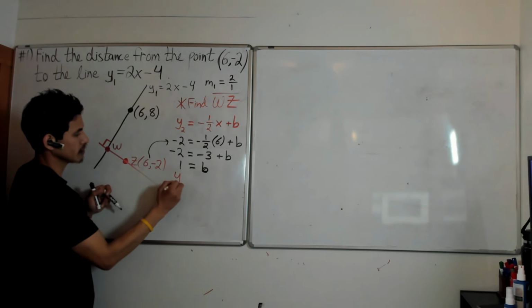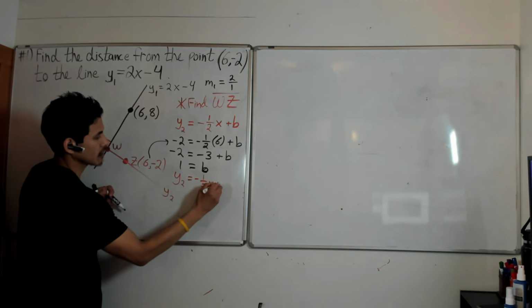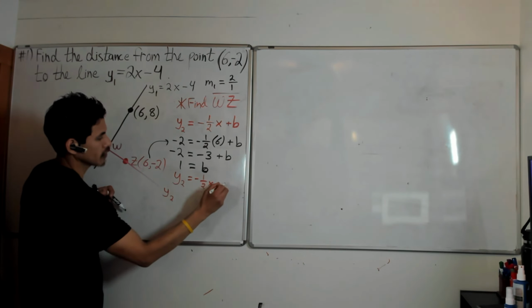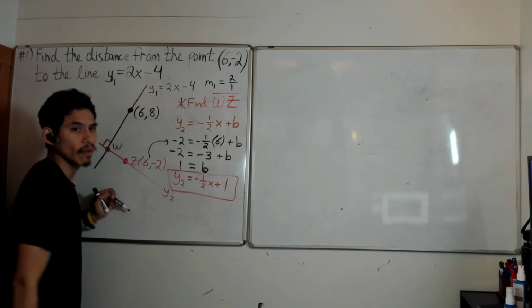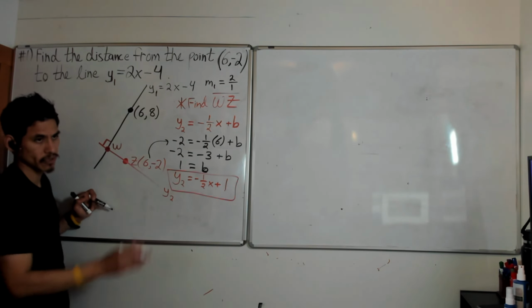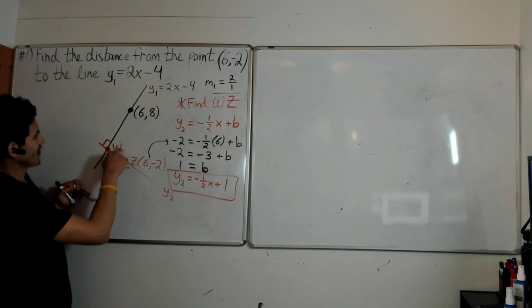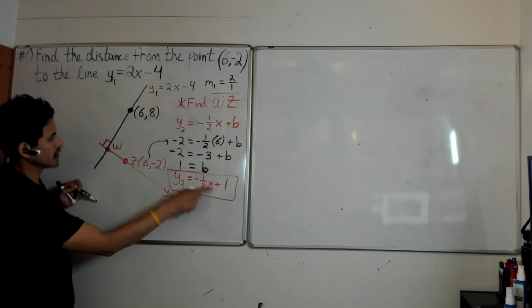If b is 1, then y2 will be equal to negative 1/2 x plus 1. So that's the equation of y2. Don't worry, there's still a lot more to go. So we know that the equation of y2 is negative 1/2 x plus 1.